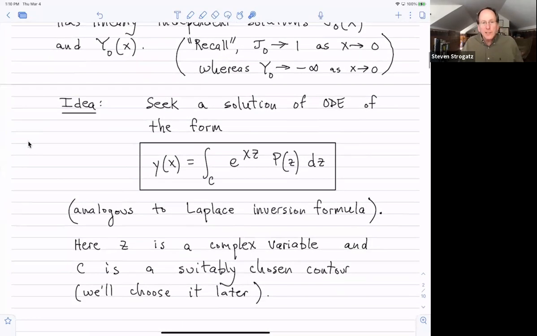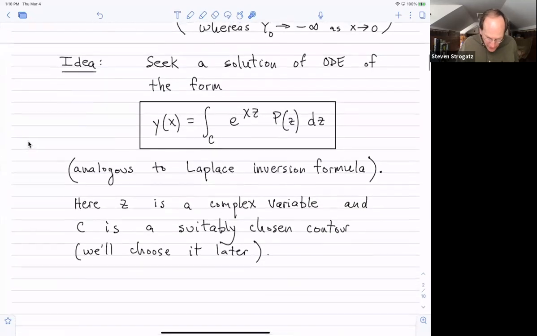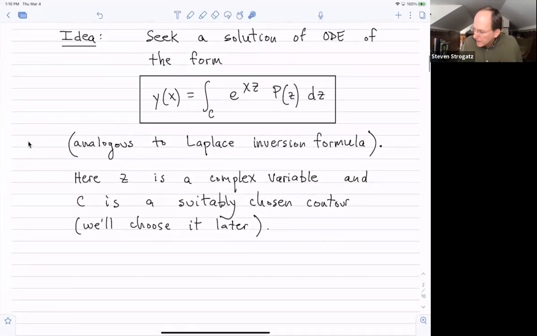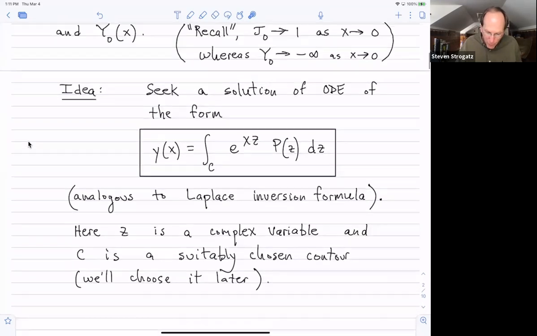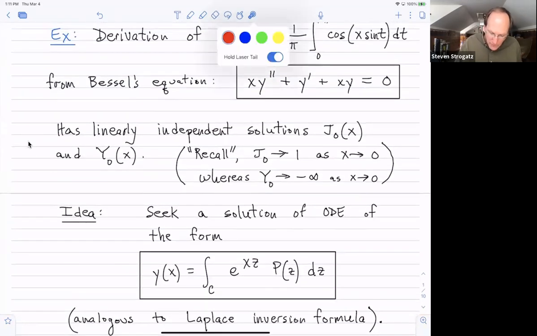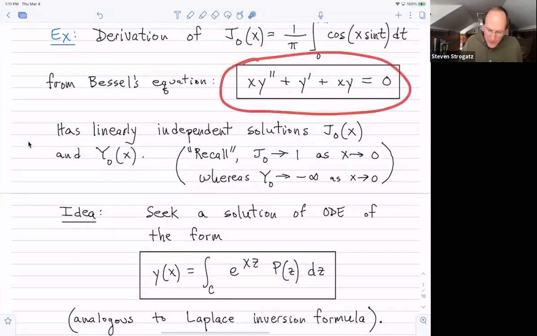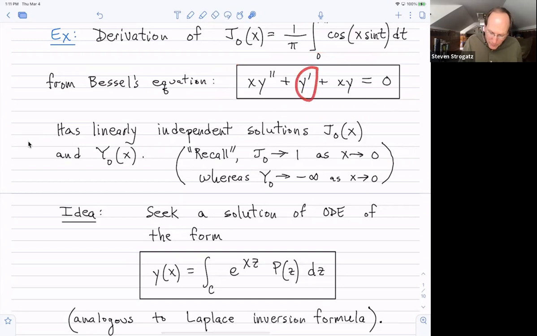As I say, z is a complex variable. C is going to be a suitably chosen contour, and we'll see in the course of our calculation what it needs to be to make this work. All right, so let's try this guess. I think that's as much as I've written out ahead of time. So now let's take this object I've written for y and make it satisfy this differential equation up here. To check, first I have to calculate y prime and then y double prime, and then substitute everything into that.